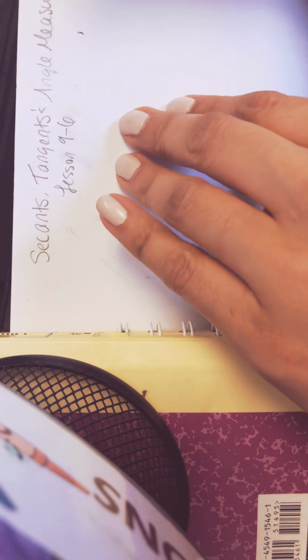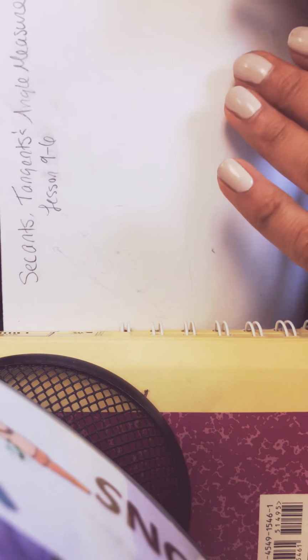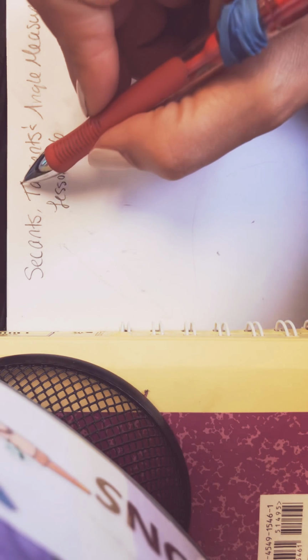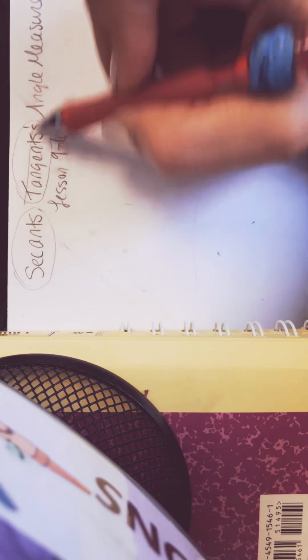All right, guys, I'm using a little makeshift tower to do my first video: secants, tangents, and angle measure. If you're following me in the Glencoe book, we're on lesson 9.6. We've got the title, secants, tangents, and angle measure, but in this section we're mostly focusing on secants and angle measure, okay?